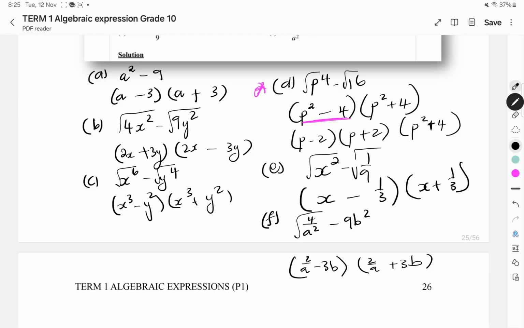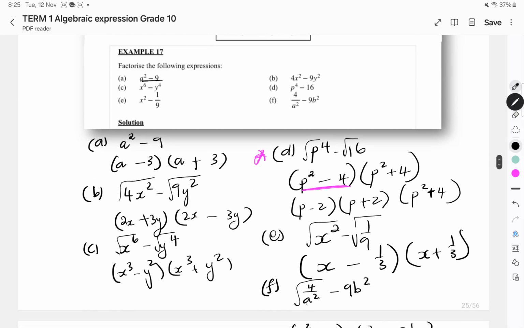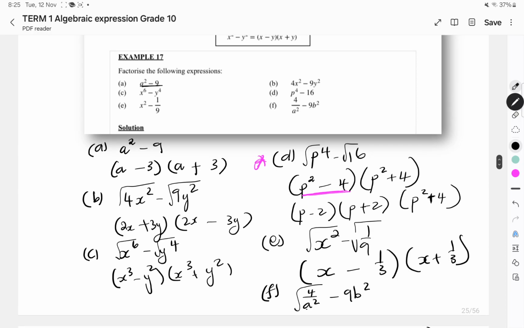Square root of 4 is 2. Square root of a squared is a.